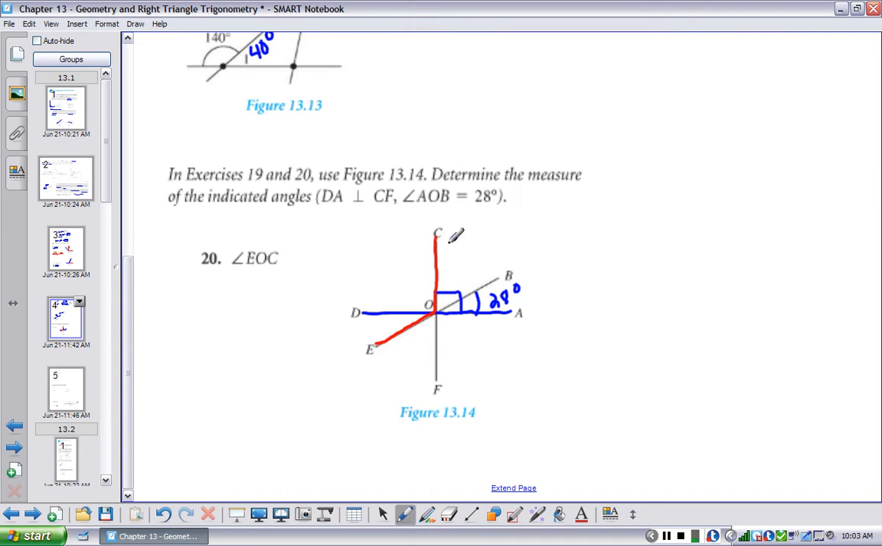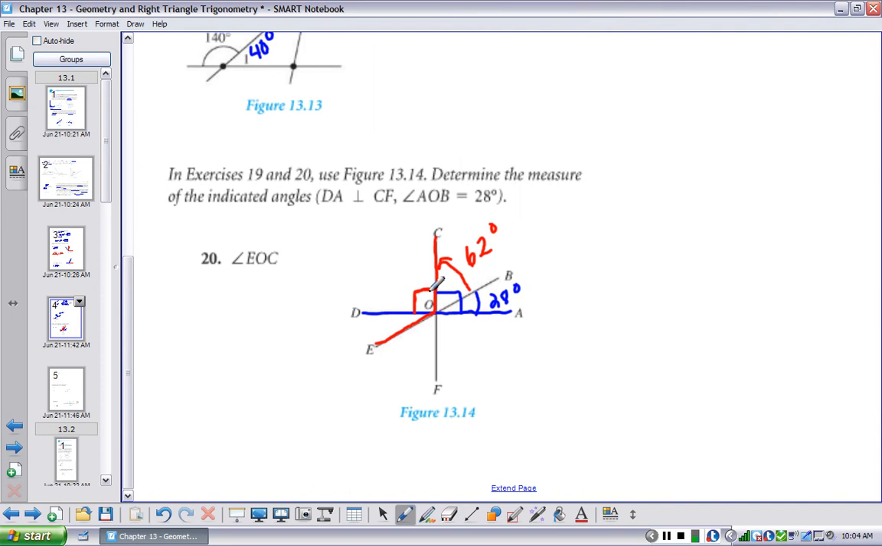Well, the angle COB, because they are perpendicular lines, they form a 90-degree angle. So that's 62 degrees. But the line DA and CF are perpendicular, so that's a 90-degree angle as well.